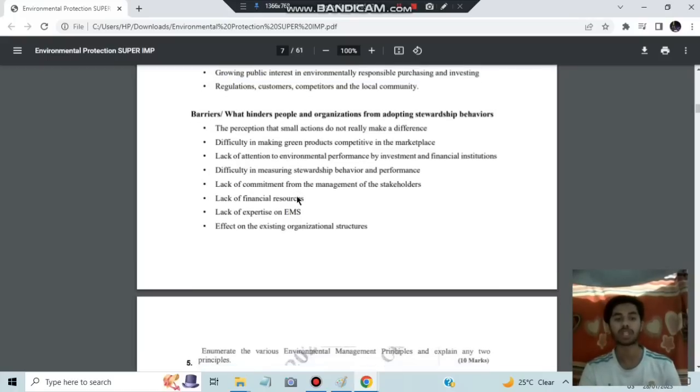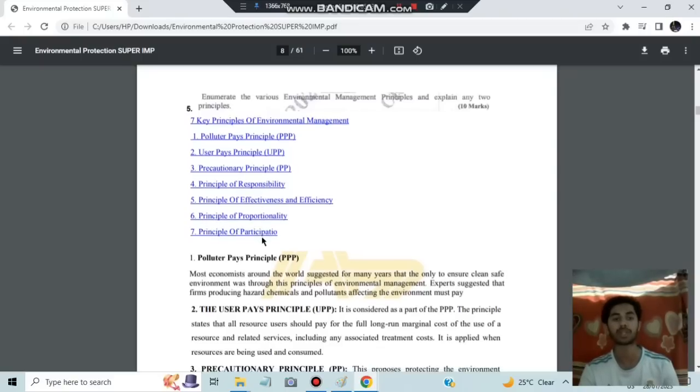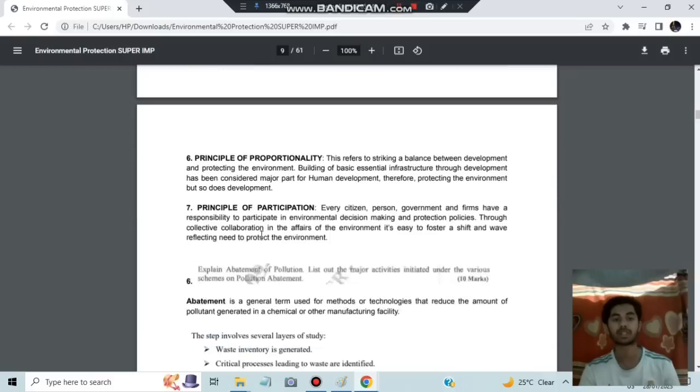Next, we have the question: enumerate the various environmental management principles and explain any two of the principles. Totally, there are 7 key principles. Polluter pays principle. Who is the polluter? They should pay for the pollution they have caused. User pays principle: for the usage you have made of the environment, you are supposed to pay. Precautionary principle, self-explanatory. Principle of responsibility, principle of effectiveness, principle of proportionality, principle of partition. Some information is given here, go through it.